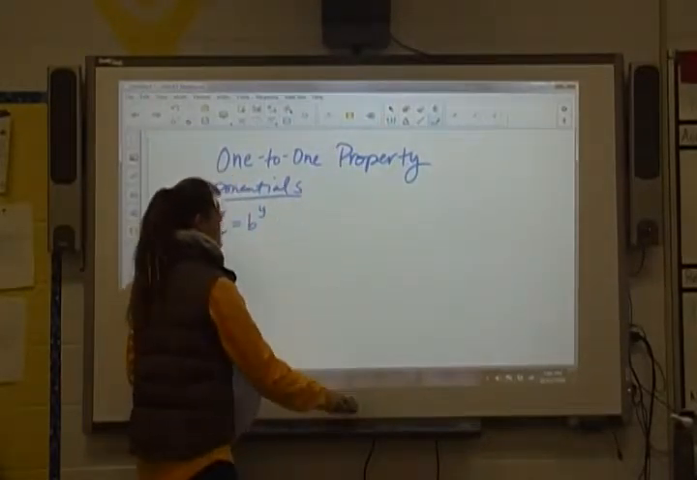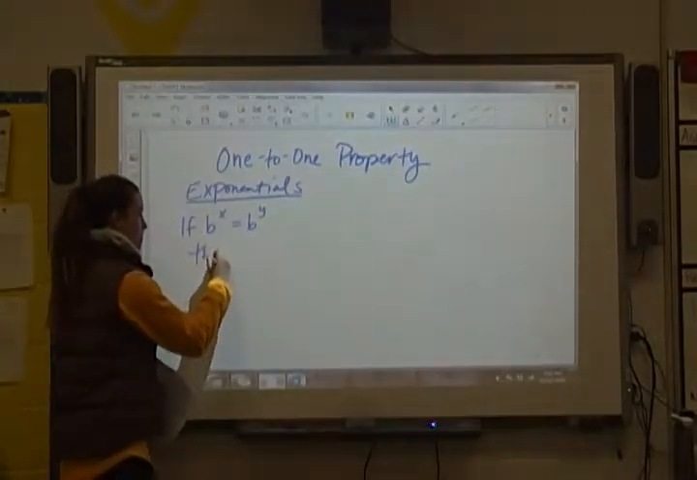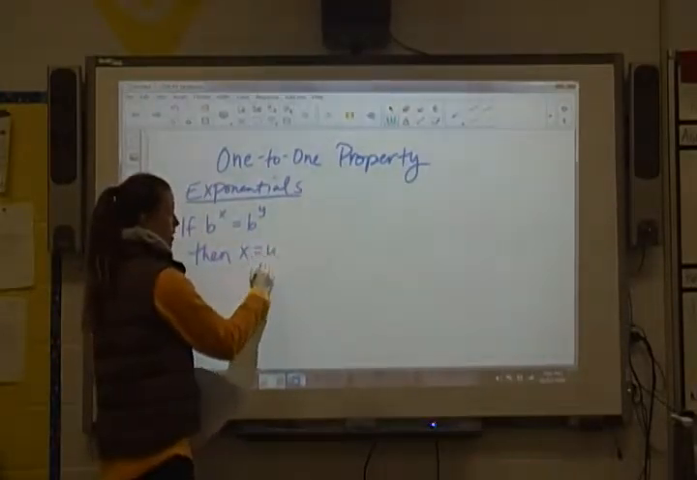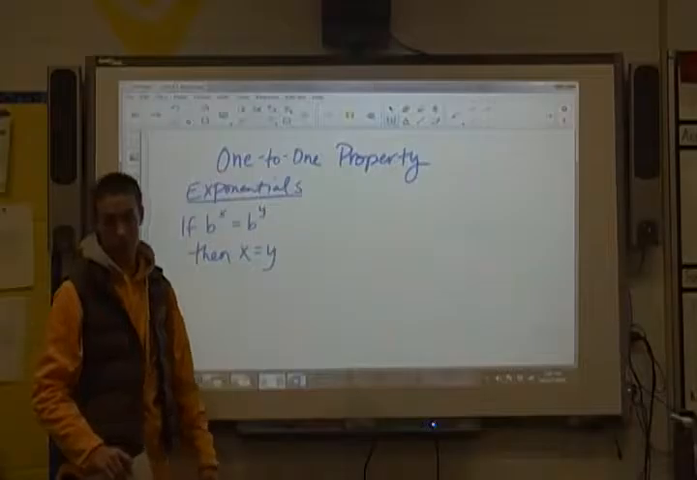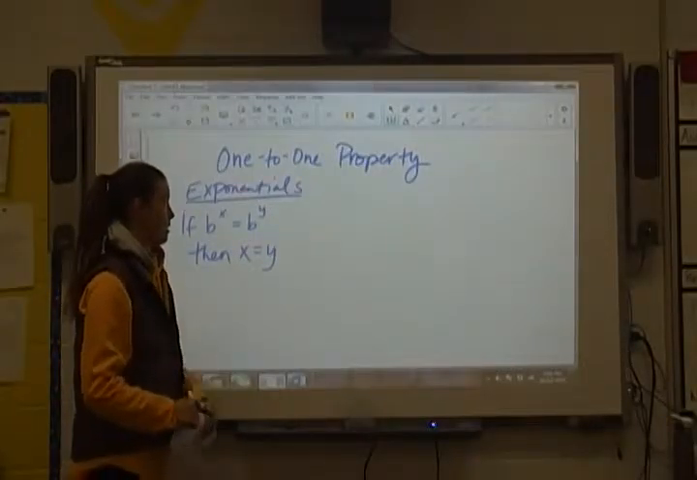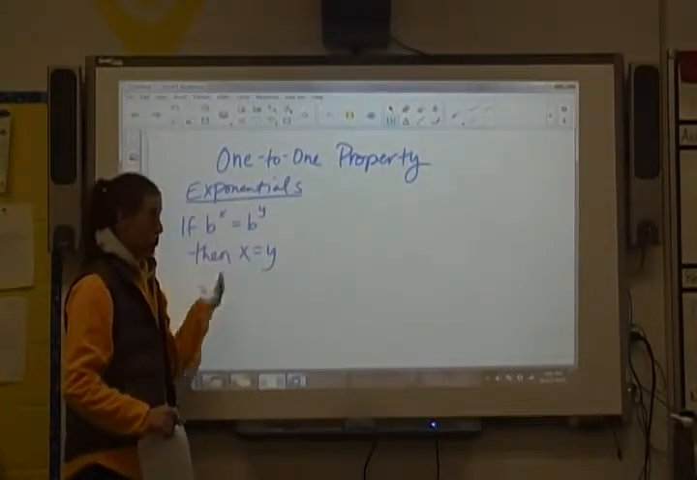I'll write this over here. So then x is equal to y. Because the bases are the same, the exponents have to be the same. Have to be equal to each other. Because essentially that's almost the same thing, equal to each other.